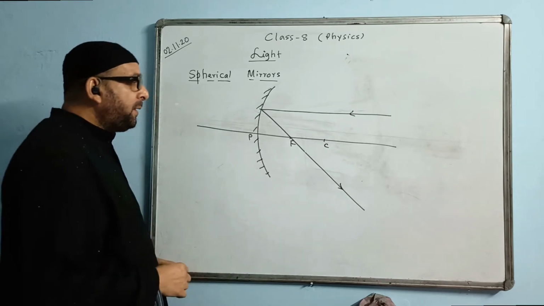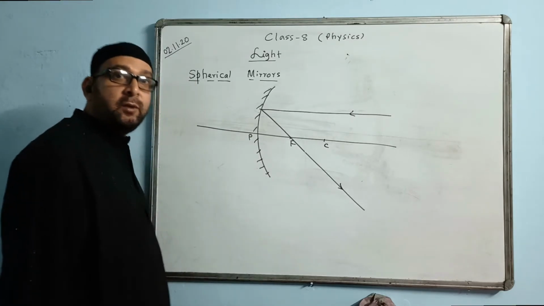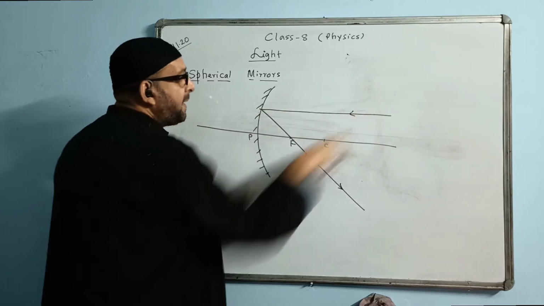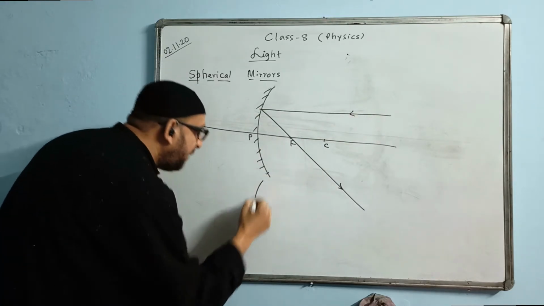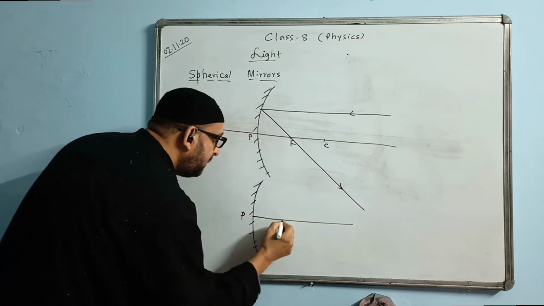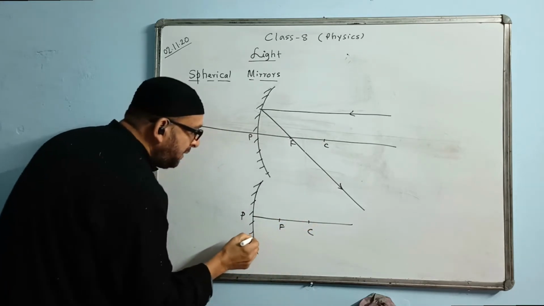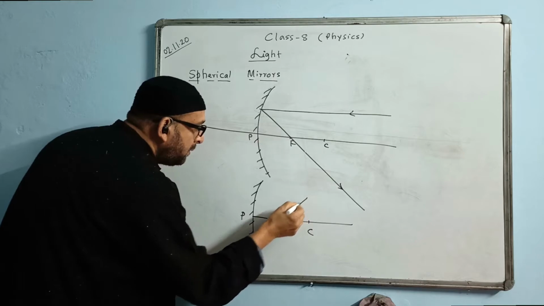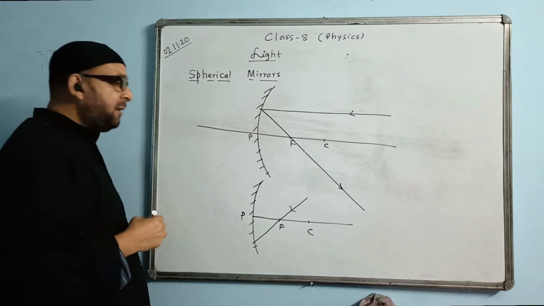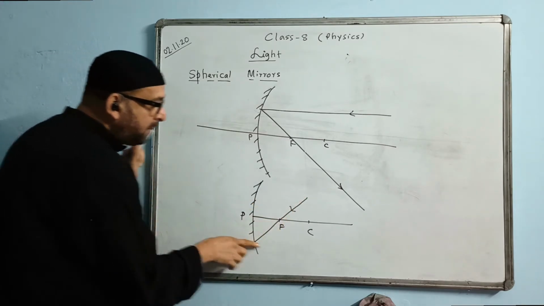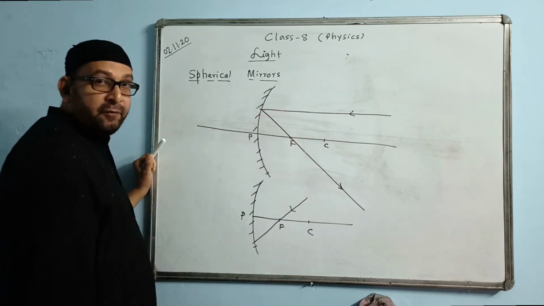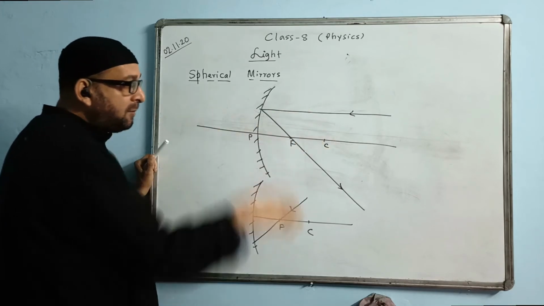Then there is another property. The reverse is always true in light. If a ray starts from here like this, where will it go? It will become parallel. For example, we have a ray of light. Suppose this is P, this is F, this is C. Any incident ray passing through F, what will happen to the ray now? Any ray coming parallel to the principal axis will pass through F.